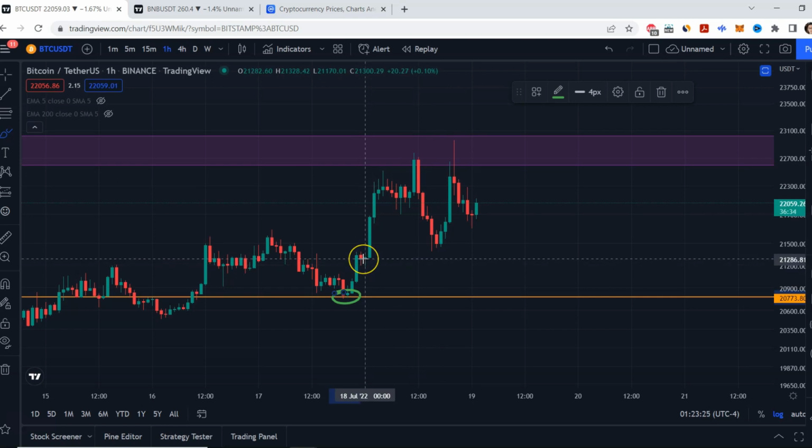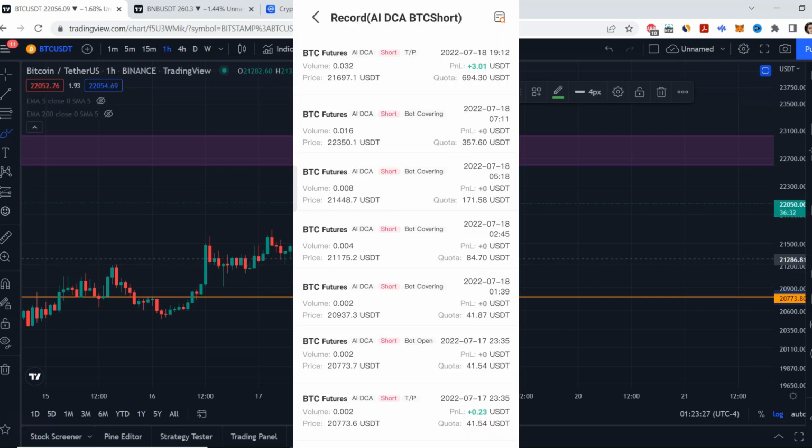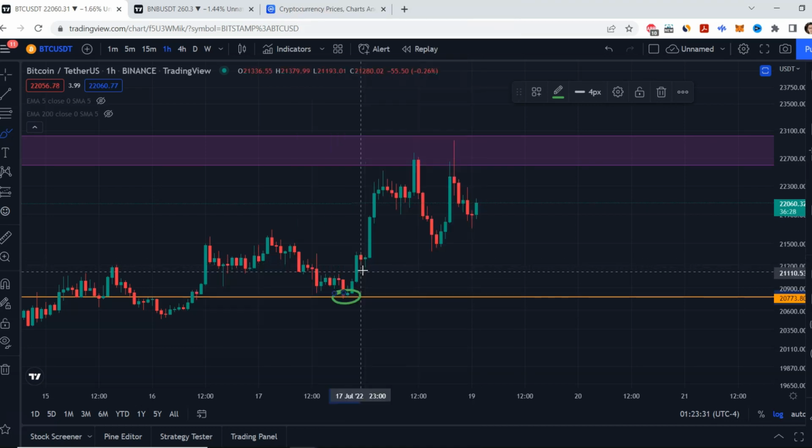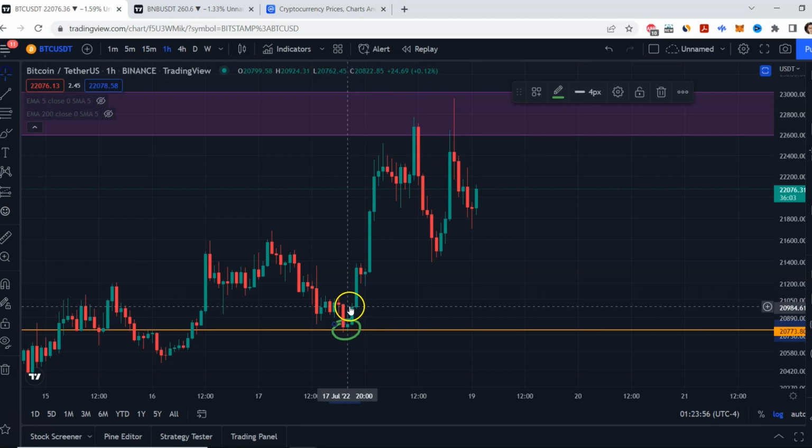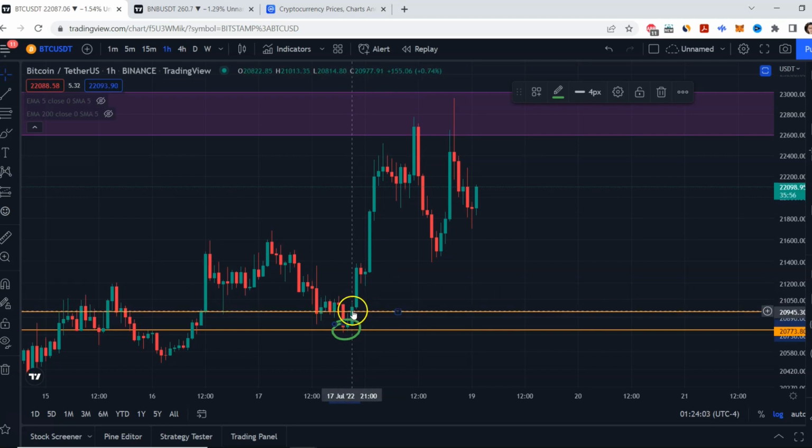It will buy again at 20,937. You can see the market goes up here. Let me zoom in a little bit. Somewhere around here, it bought again. I'll put a horizontal line. So our average price, our entry price, is no longer at this level. It will go slightly up here.